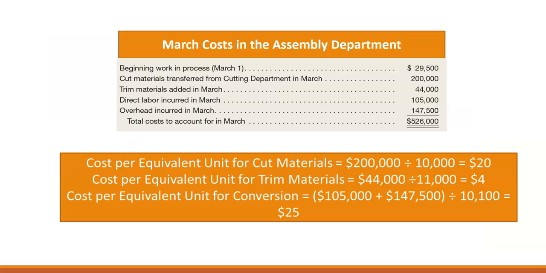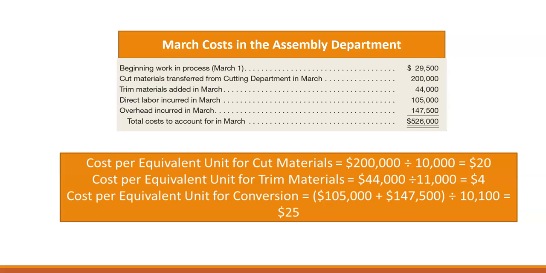Then we look at our costs. We have the cost of our beginning work in process, the materials that were transferred in, the materials that we added during the month, the direct labor we incurred during the month, and the overhead incurred. So our cost per equivalent unit for cut materials was the 200,000 transferred in from the cutting department and the 10,000 equivalent units, giving us $20 cost per unit for cut materials. We added 44,000 in trim materials and we had 11,000 equivalent units for trim.